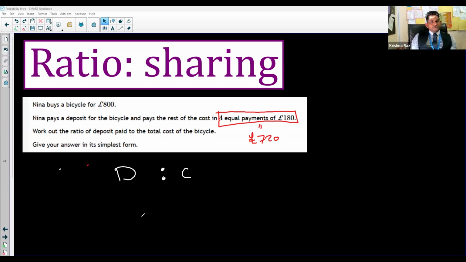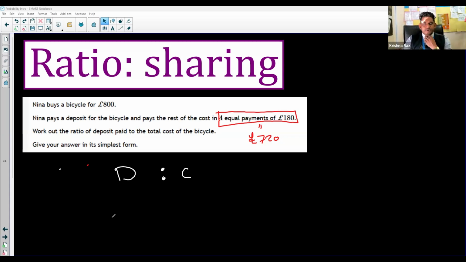The deposit is what you give the person selling the item, so they know that you're serious.